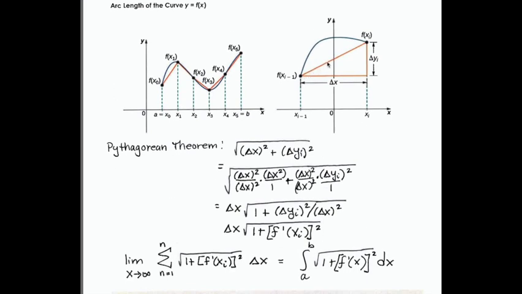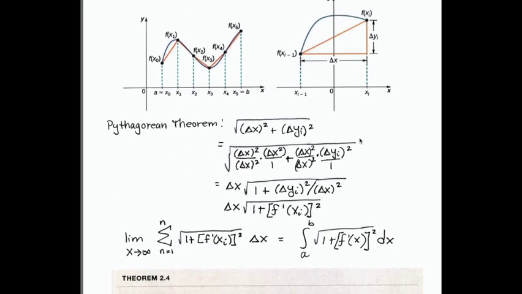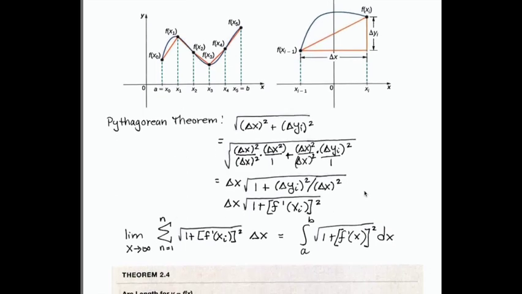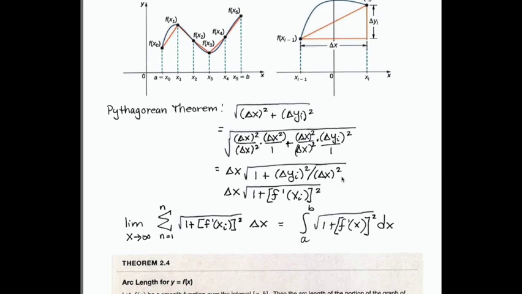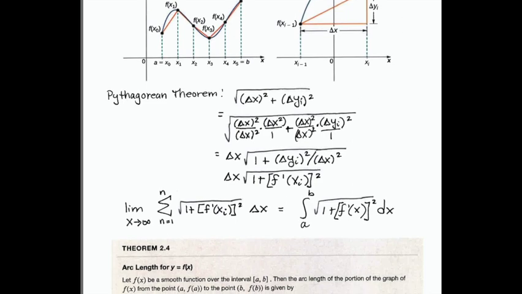Okay, so now if I think about finding the length of just that one line segment by using the Pythagorean theorem, I would have this side of the triangle squared plus this side of the triangle squared, and then I would take the square root. After doing some algebra manipulation, by multiplying both the top and the bottom on the inside of the triangle by delta x squared, what I end up with is this right here. So this represents the length of one of those line segments.